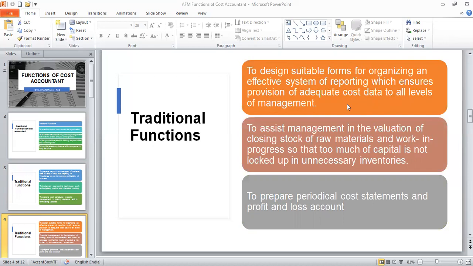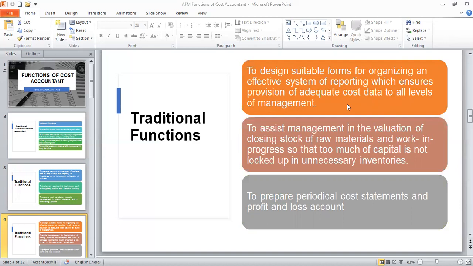Top level people require this cost data for fixation of selling price, or to drop any product from our product line, or to add any new product to our product line, or for increasing the plant capacity. So all these effective systems of reporting are going to help the top level of management. Designing that effective system of reporting is also a responsibility of the cost accountant, right?